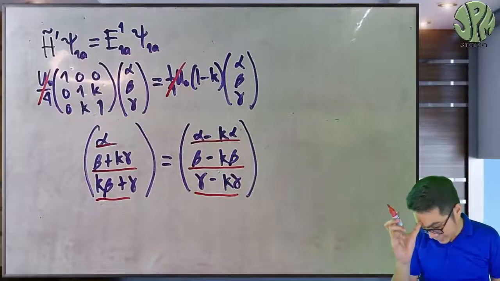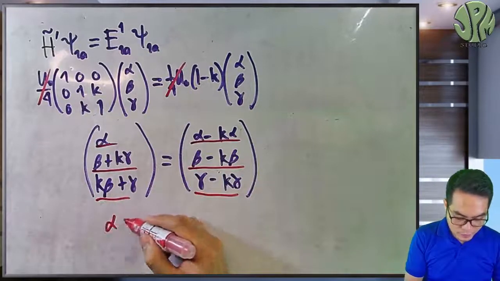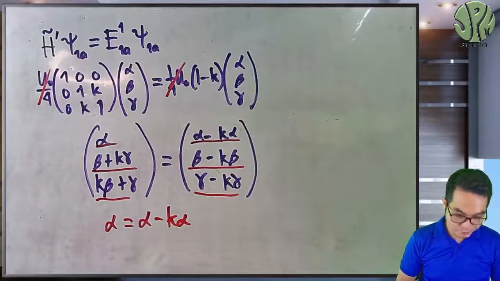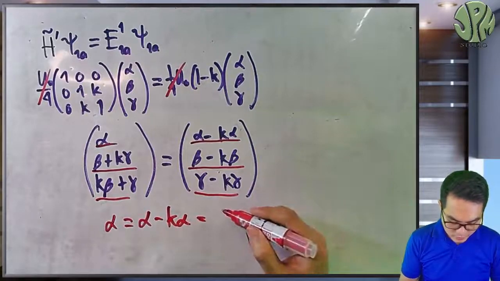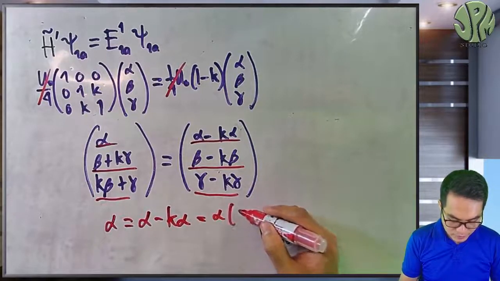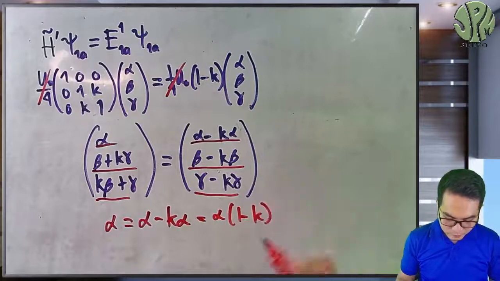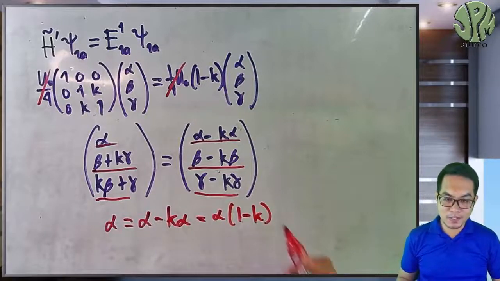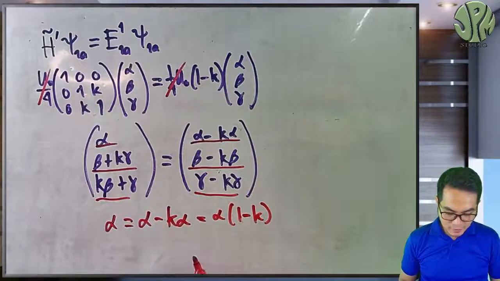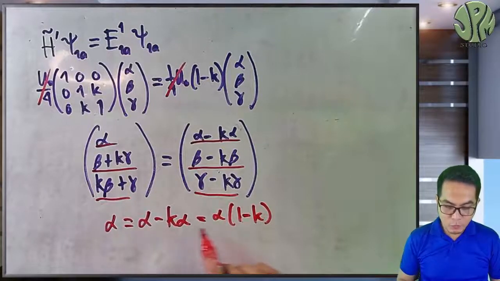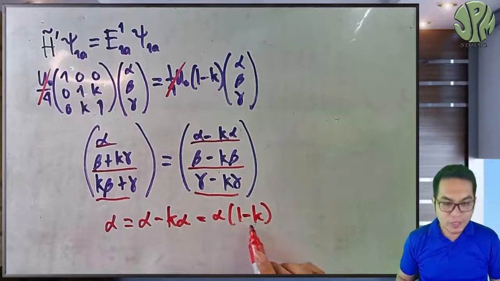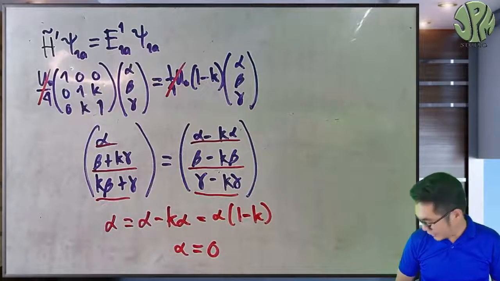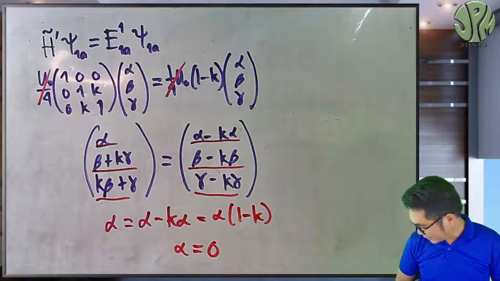So from the first equation, you have alpha must be equal to alpha minus K alpha. What does this mean? I'm just going to factor out alpha again: alpha times 1 minus k. So take note, 1 minus k must not be equal to 0, because this is our n. Meaning, the only way for this equation to hold, since 1 minus k cannot be 0, is for alpha to be equal to 0. So here we get alpha is equal to 0.